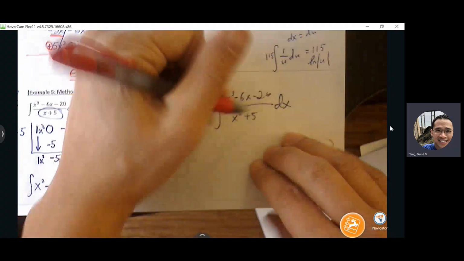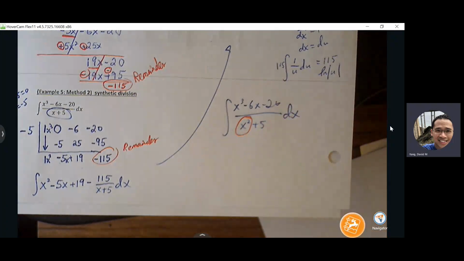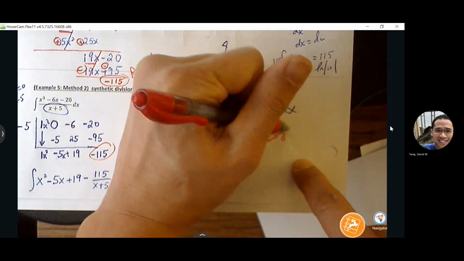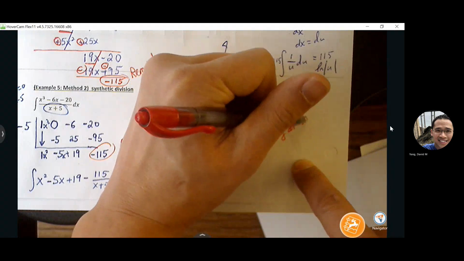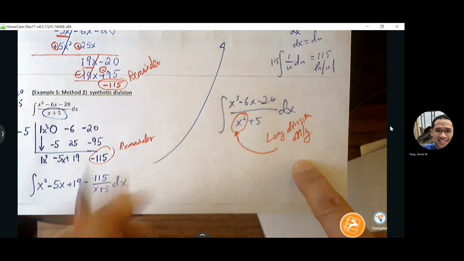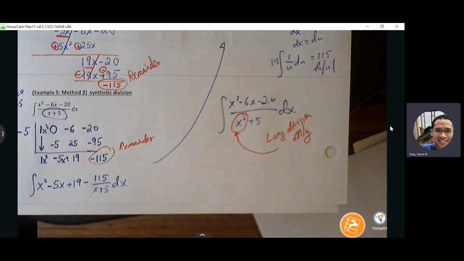So this presents an issue. If I see this problem, I can't do synthetic. I got to do long division. Because of that degree. Okay. All right, any questions there?